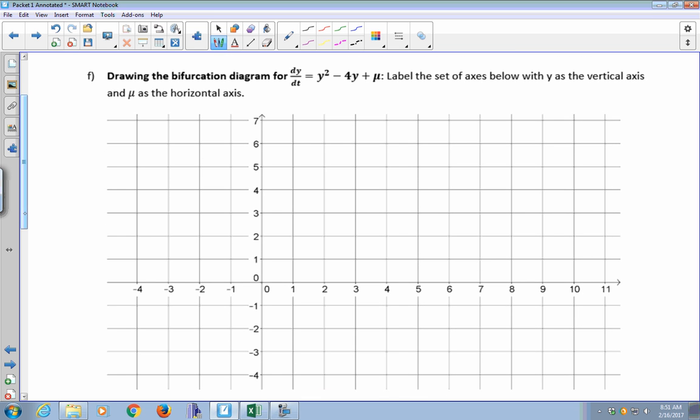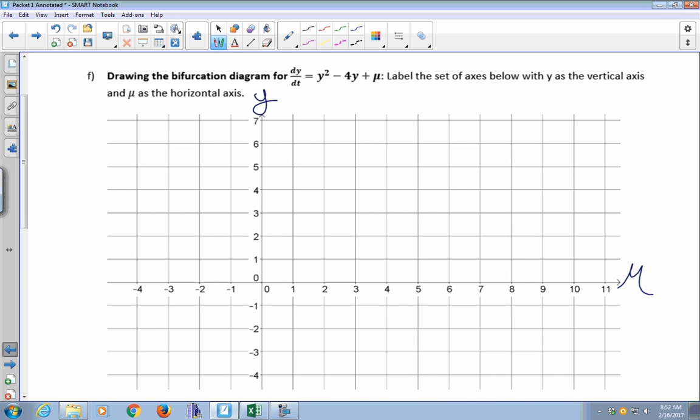Okay, so we're going to sketch something called the bifurcation diagram. A bifurcation diagram has mu as its horizontal axis. So we're going to sketch phase lines for all the different mu's. So y is the vertical axis, and for all my different mu's, I'm going to sketch a phase line.